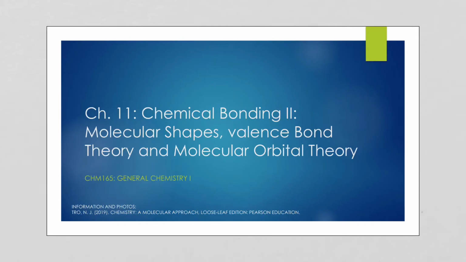So this first video is going to talk about something called VSEPR theory, right? That's valence shell electron pair repulsion theory. And we'll talk about how we combine this with Lewis theory in order to predict molecular shapes. Okay, so let's get started.